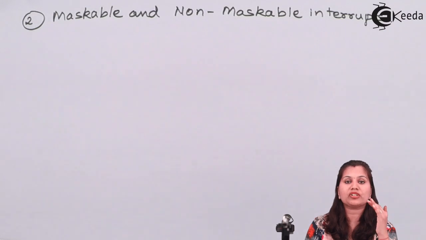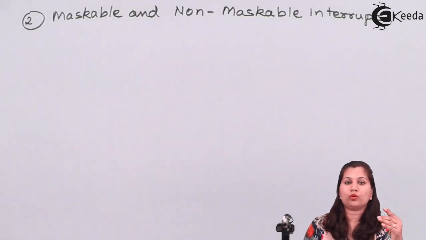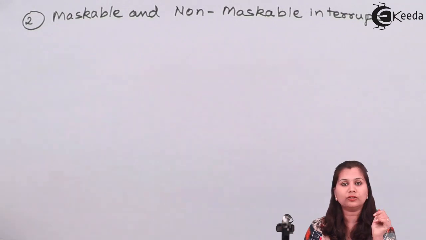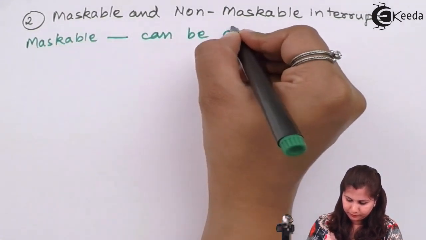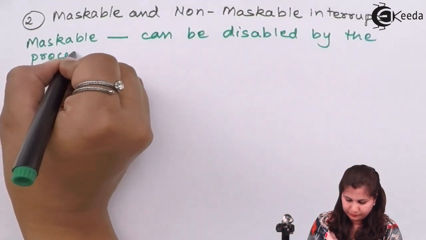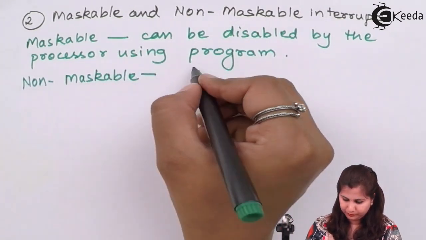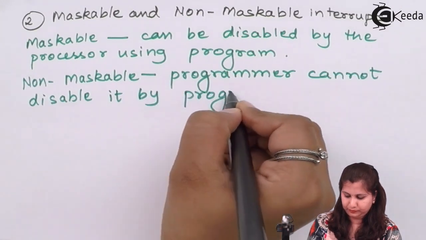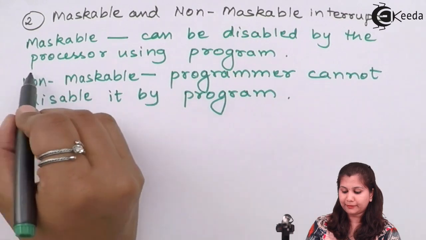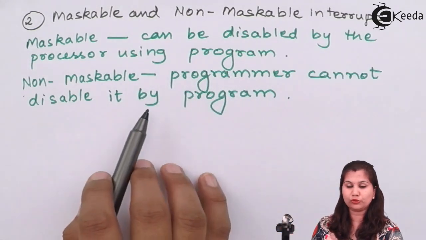Maskable interrupts are those interrupts which can be disabled by the microcontroller using some instructions or some commands. So those interrupts that can be masked or disabled are called maskable interrupts, and those interrupts which cannot be disabled or masked are called non-maskable interrupts. Maskable interrupts can be disabled by the processor using the program, whereas non-maskable interrupts cannot be disabled by the programmer using the program.